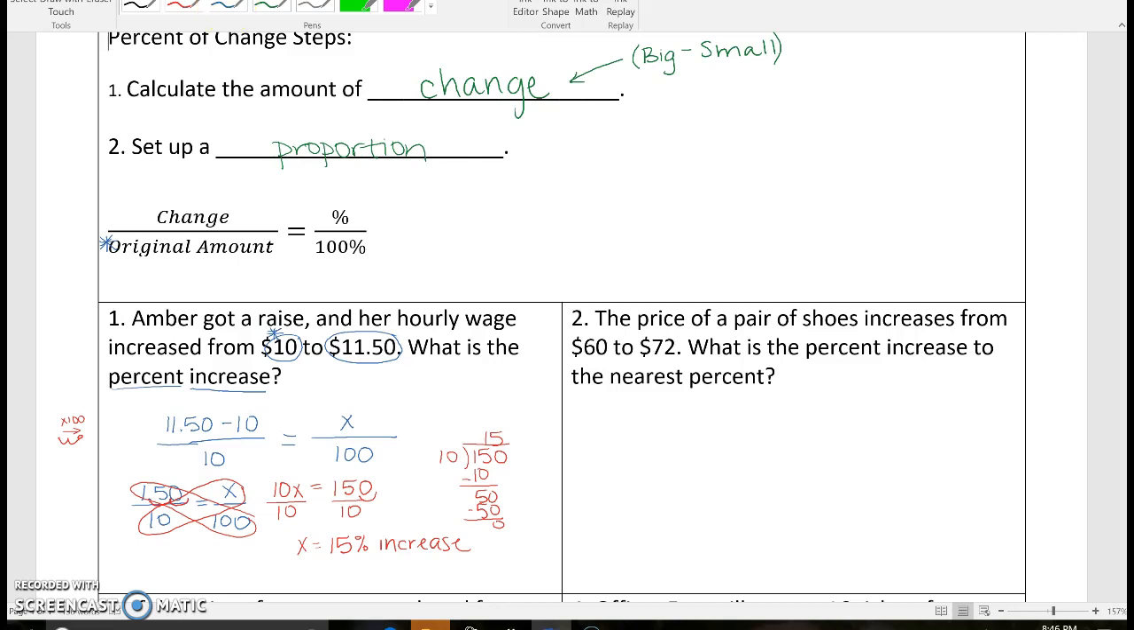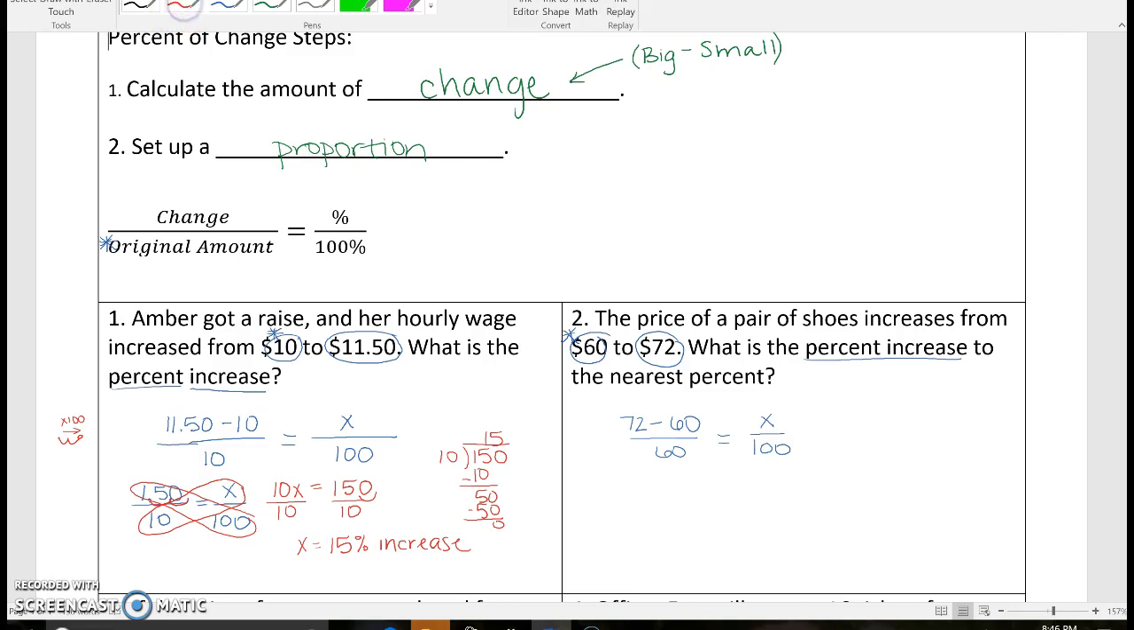It says the price of a pair of shoes increases from 60 to 72. So from 60, meaning that's my starting point, to $72. What is the percent increase to the nearest percent? Again, we always have to calculate change. So the big number, 72, minus the small number, over original. Original is 60. That was my starting point. Percent, we need to know the percent, so x over 100.